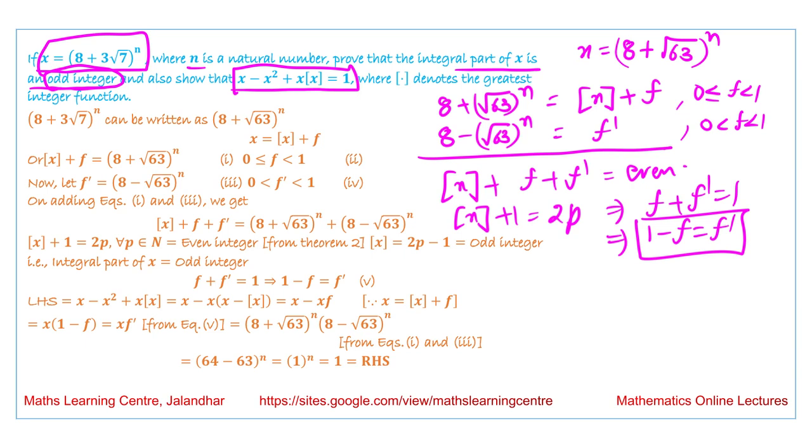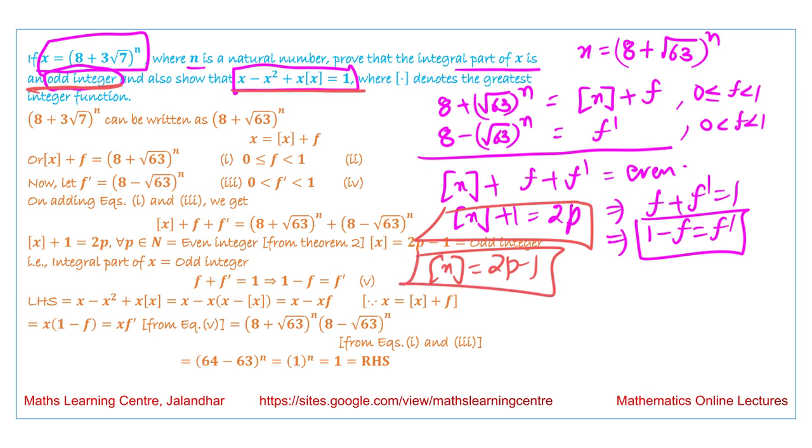This proves the first part, that it is an odd integer. This is clear from the fact that greatest integer of x is 2p minus 1, so it is an odd integer. Now coming to the second part, we have to prove that x minus x square plus x into greatest integer of x is equal to 1. So we take the expression x minus x square plus x into greatest integer of x. We can write this as x minus x into, taking x common, x minus greatest integer of x.